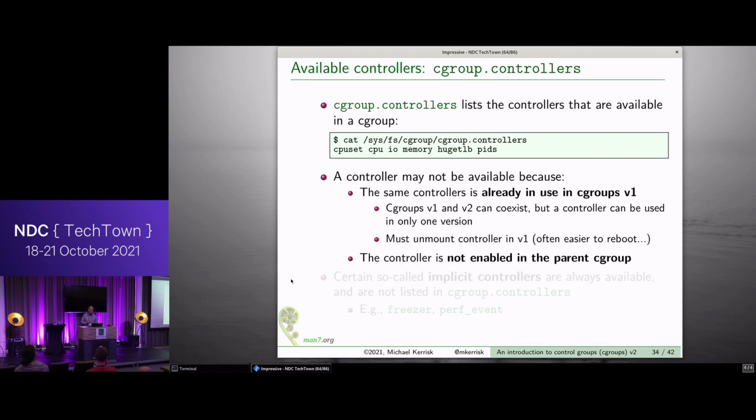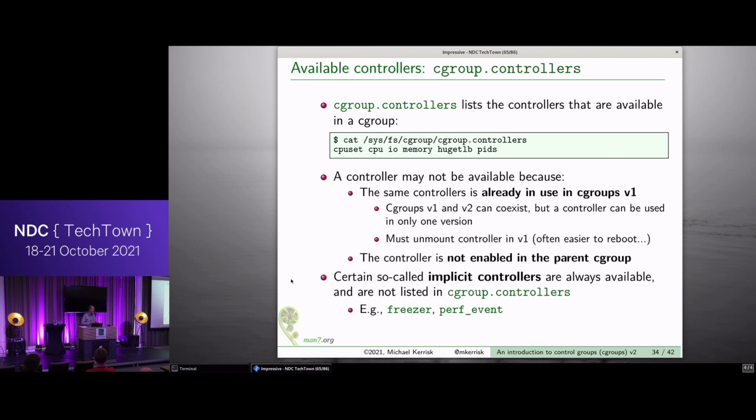Another reason you might not see a controller in a certain cgroup is it's not enabled in the parent cgroup. But there's also a certain set of controllers that are the so-called implicit controllers. They are always available everywhere in the version 2 hierarchy. They don't need to be enabled or disabled. Because they're always available, they are not listed in this cgroup.controllers file. So an example of an implicit controller is the freezer controller. It's always available.